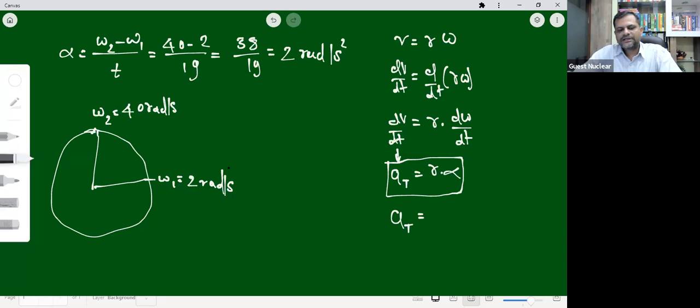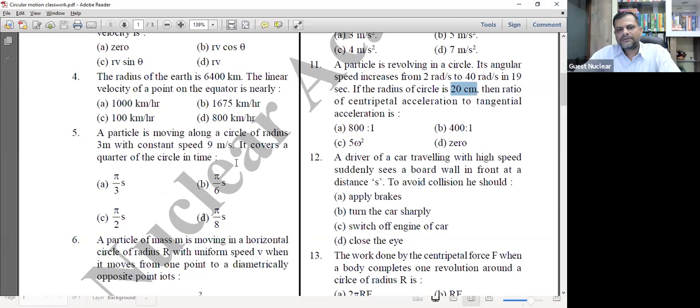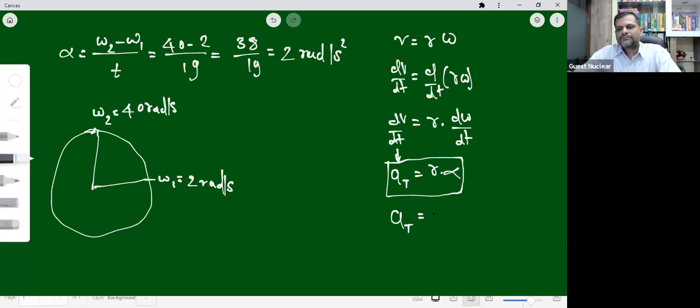So using that, tangential acceleration is equal to r alpha. Now what radius is given for the circle? Look carefully once: 20 centimeter is given, and 20 centimeter means 0.2 meter. So we put this 0.2 here, and alpha is 2 radian per second square, so we replace it, and we get the tangential acceleration as 0.4 meter per second square, no doubt.